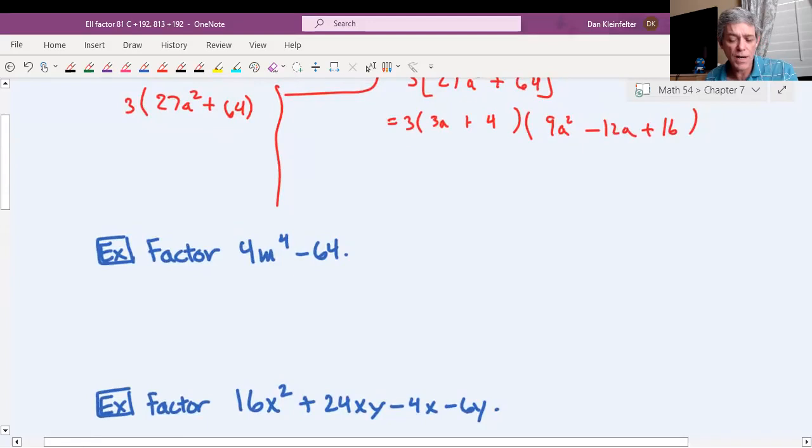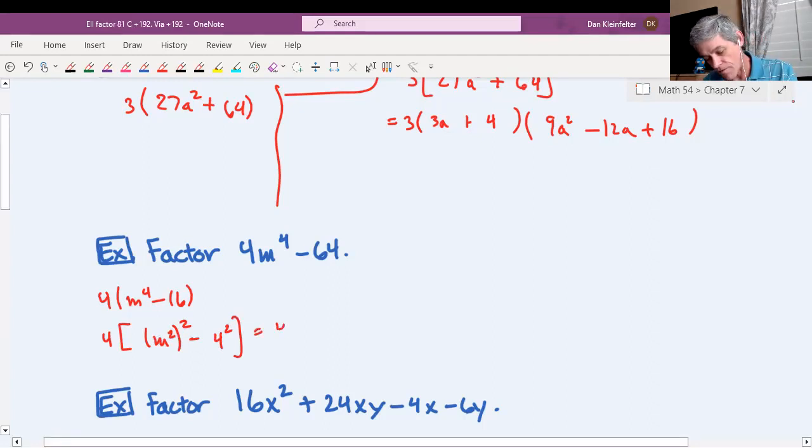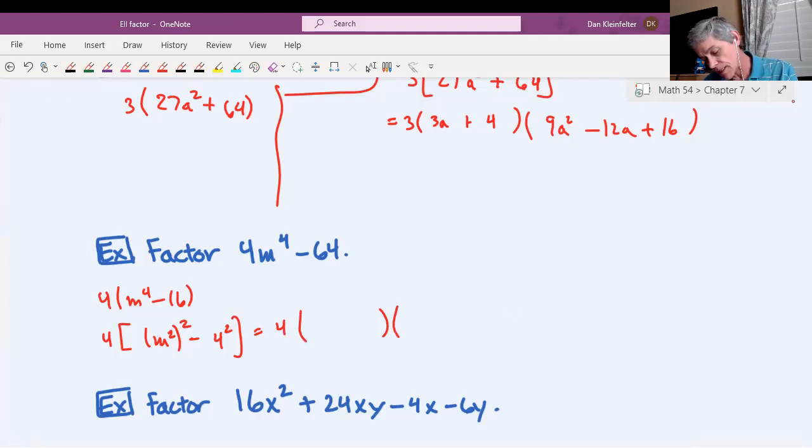Next up, we've got 4m to the 4th power minus 64. Once again, let me bring the common factor of 4 out. That will be m to the 4th power minus 16. Okay, so this one looks like a difference of squares again inside. So we'll look at this as m squared, squared, minus 4 squared. So this is a difference of squares.